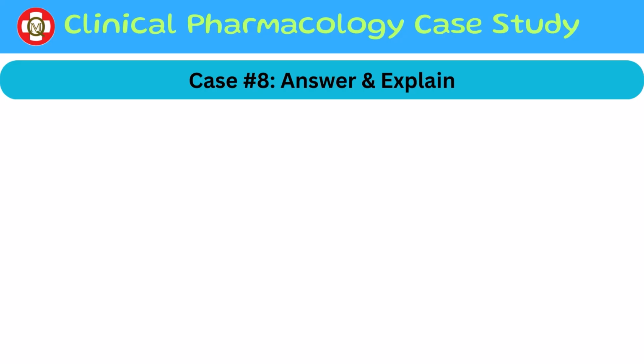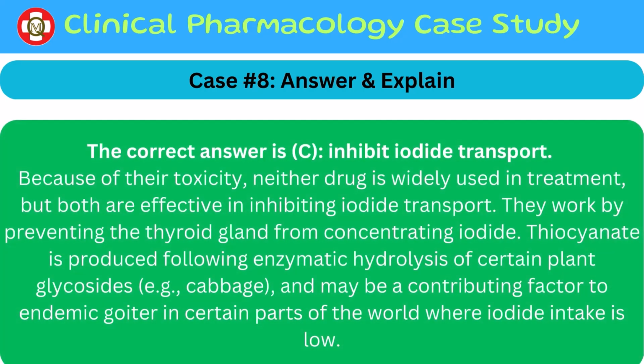The correct answer is C. Inhibit iodide transport. Because of their toxicity, neither drug is widely used in treatment, but both are effective in inhibiting iodide transport. They work by preventing the thyroid gland from concentrating iodide. Thiocyanate is produced following enzymatic hydrolysis of certain plant glycosides, e.g., cabbage, and may be a contributing factor to endemic goiter in certain parts of the world where iodide intake is low.